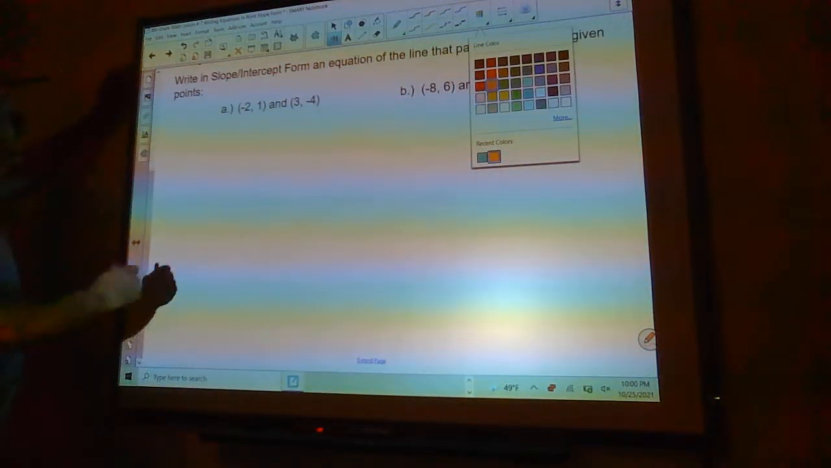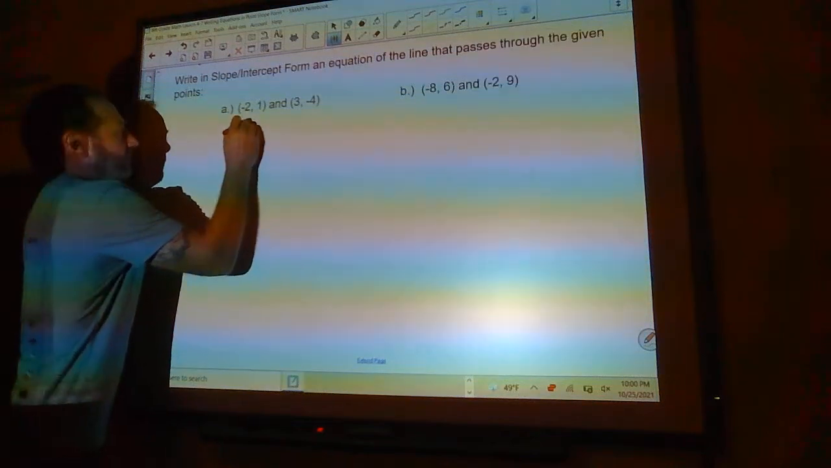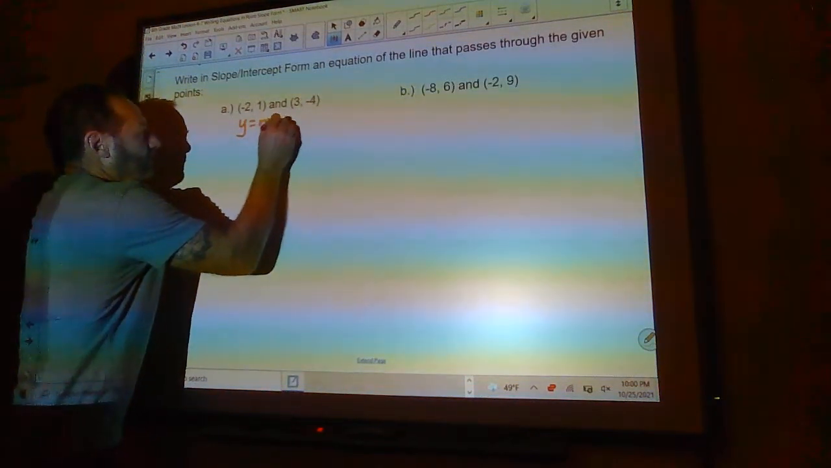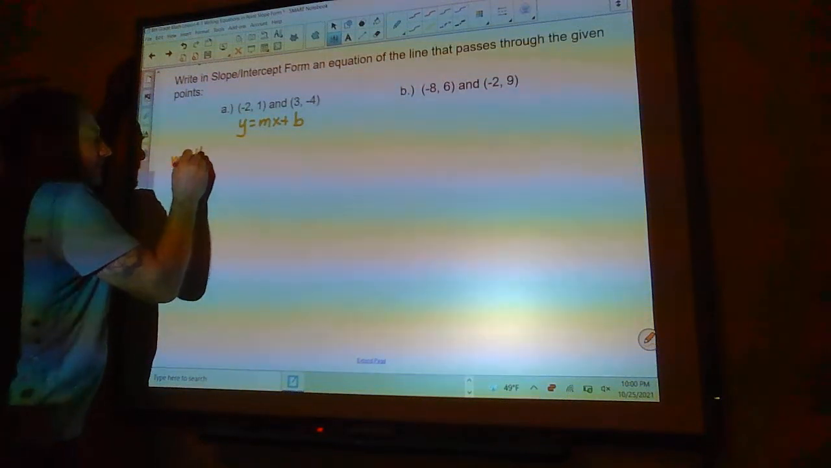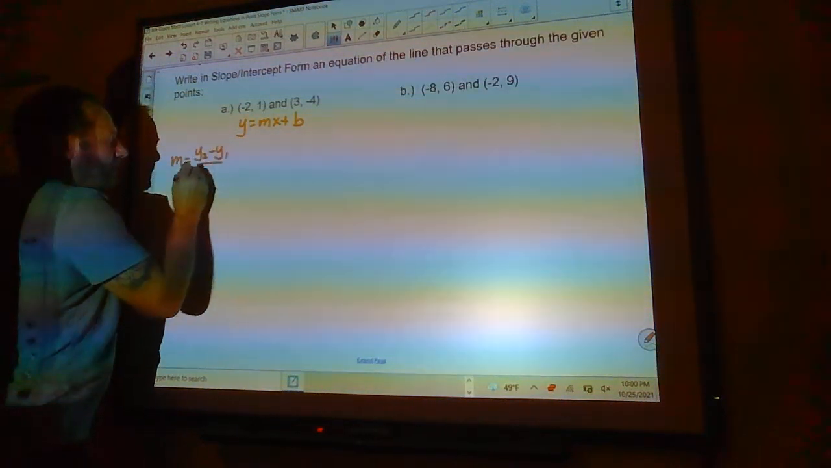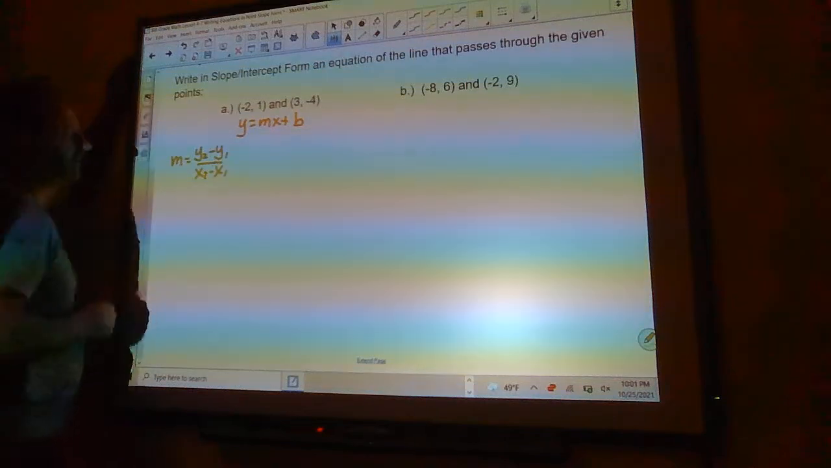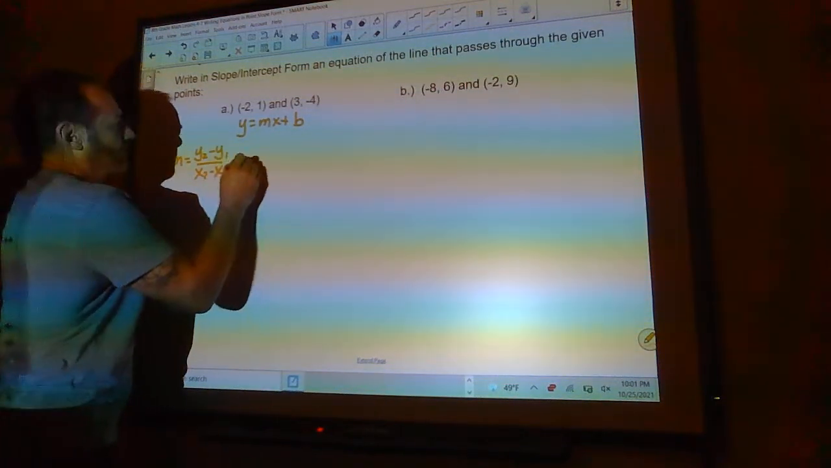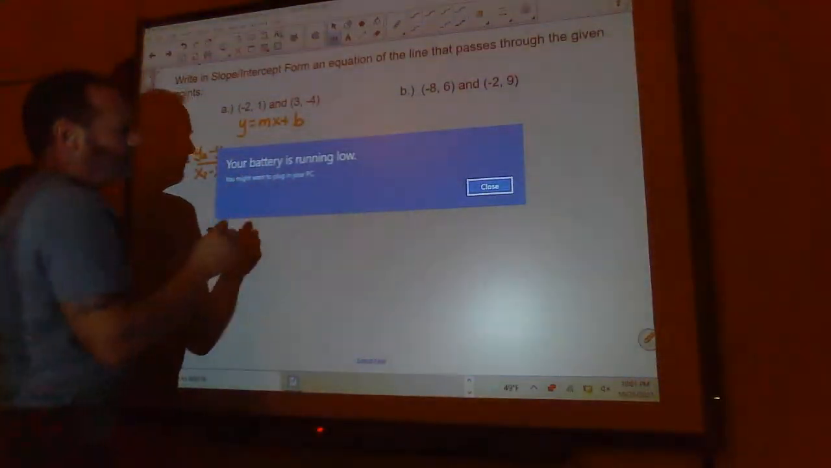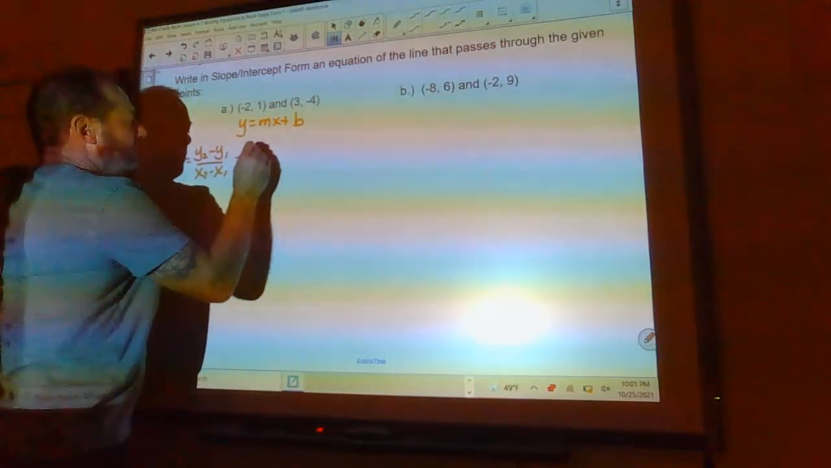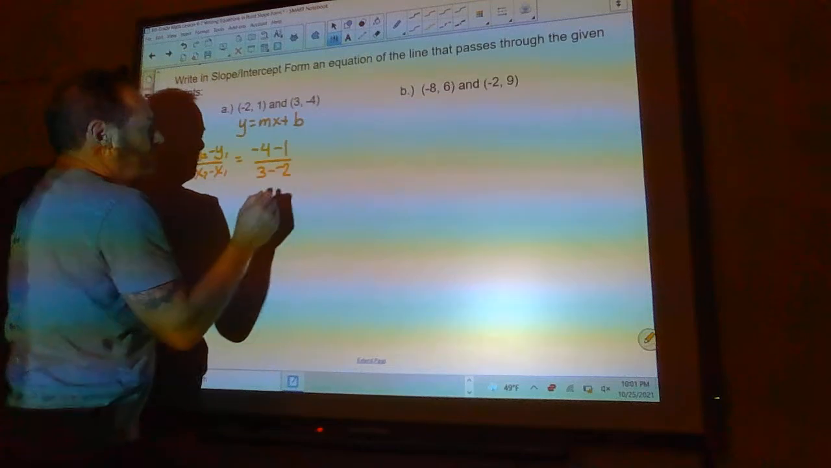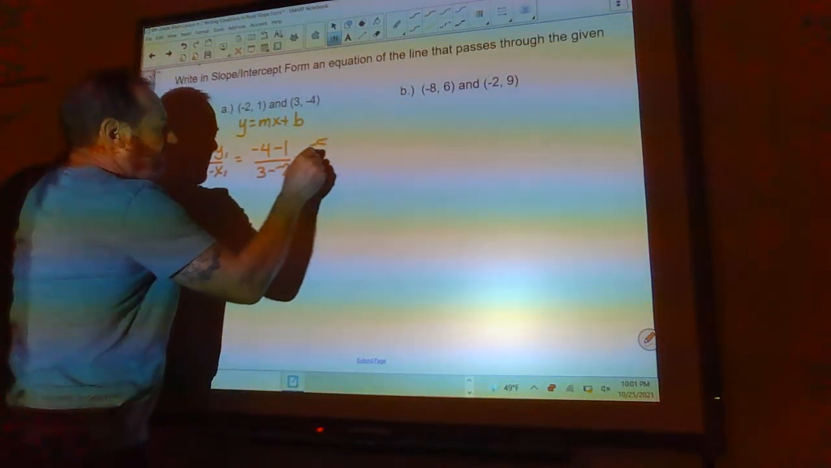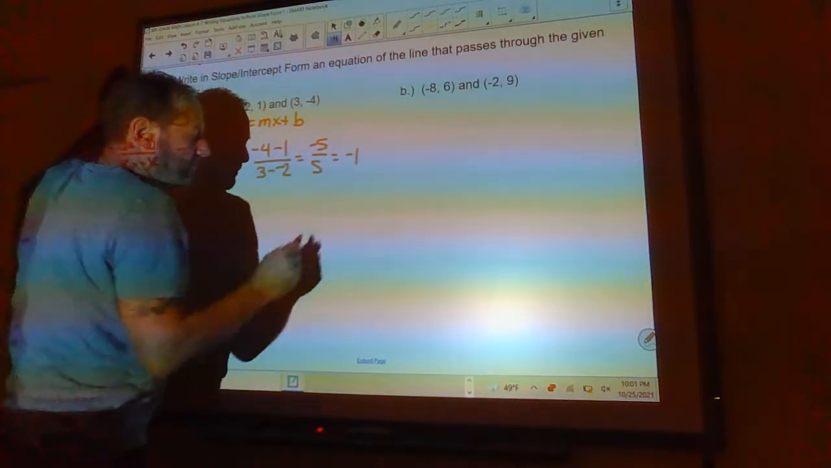Okay, so first thing I got to calculate, well, here's my slope-intercept form. Calculate the slope. There's my slope formula. -4 minus 1 over 3 minus -2. It's going to be -5 over 5, which is -1.